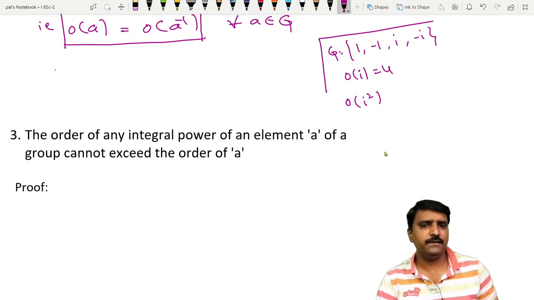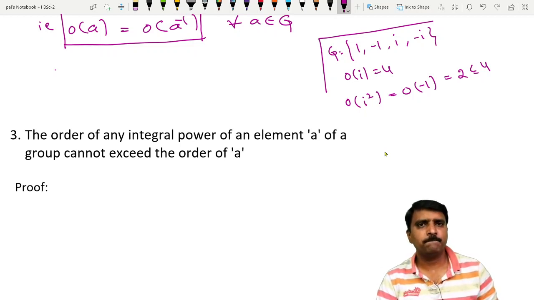Because look here, if you consider the order of i squared, what is the value of i squared? It is minus 1. So what is the order of minus 1? The order of minus 1 is 2, which is strictly less than 4. And 4 is the order of i. If the order of i is 4, the order of i squared will be less than or possibly equal to it; here it is 2. Similarly, i cubed is minus i, so its order is 4.